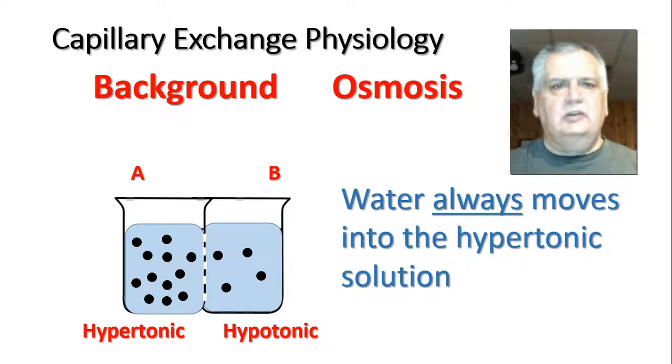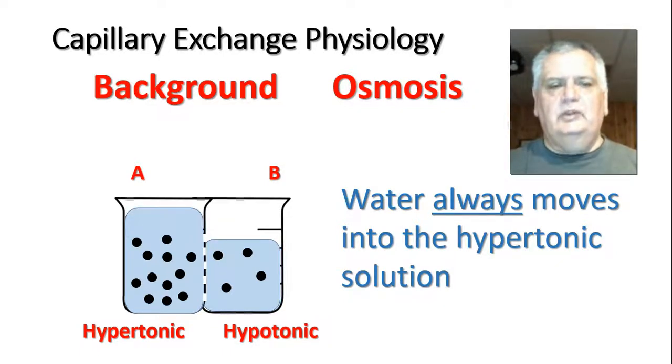And given the fact that these are both 500 milliliters of water, then there has to be more water molecules in Beaker B. So the water is going to move from where it's in high amount to where it's in low amount, from Beaker B to Beaker A. Water always moves into the hypertonic solution for this reason.